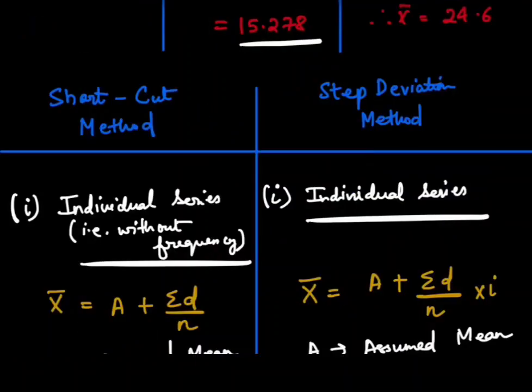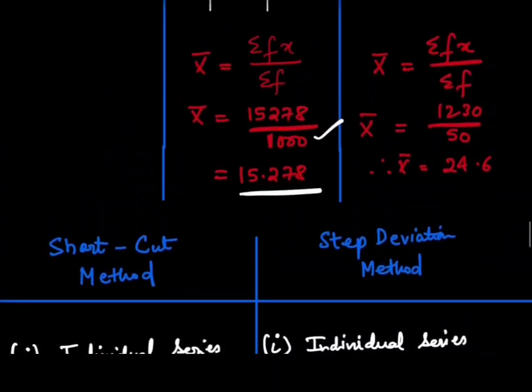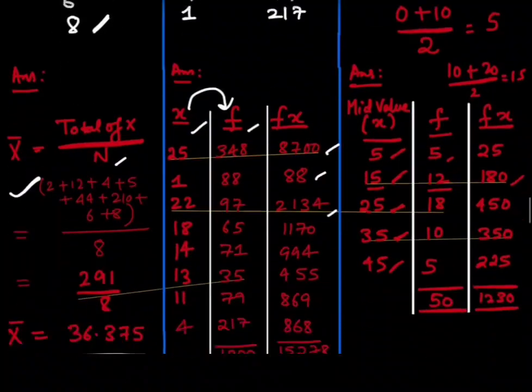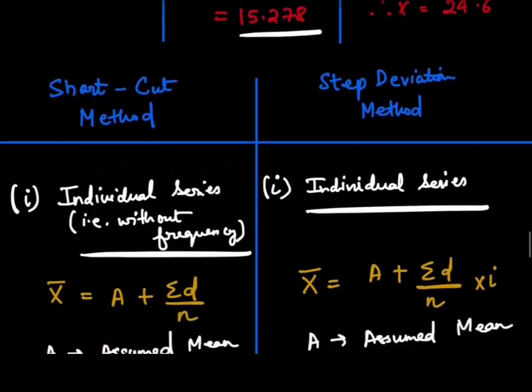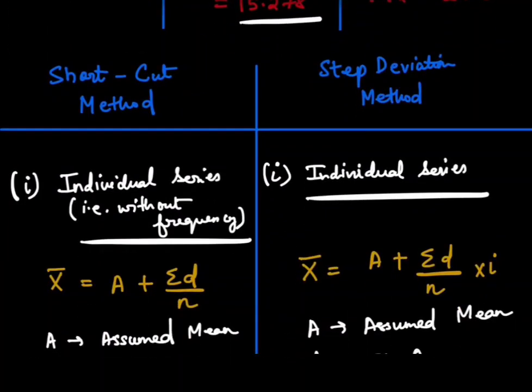Next, we have the arithmetic mean by shortcut method and step deviation method. These methods are generally used when the values of x are very huge or very large and it becomes very difficult to solve them by the normal methods. So, shortcut method in case of an individual series.